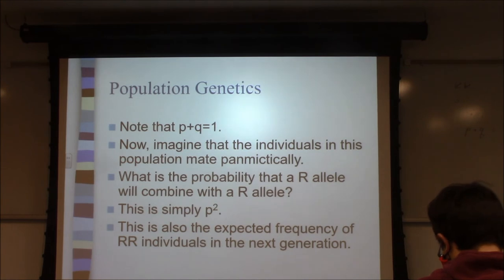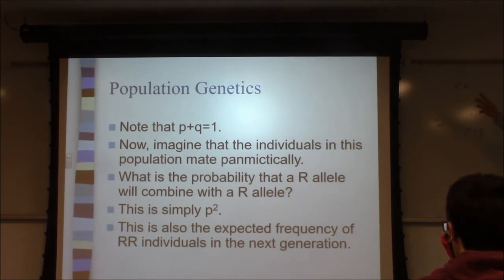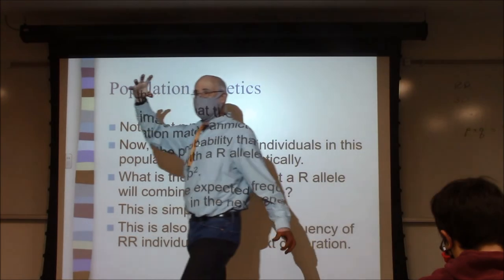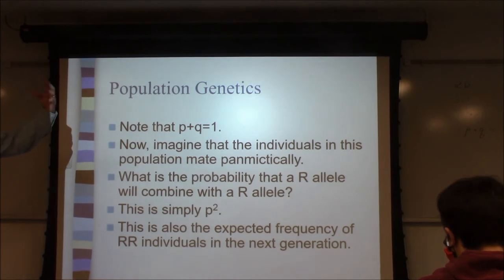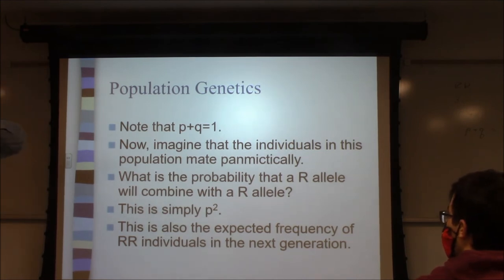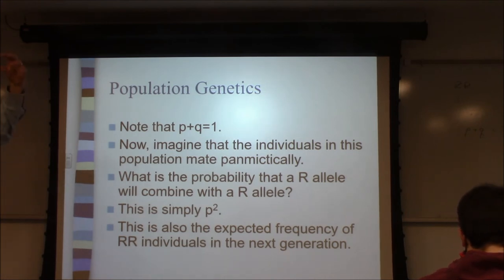So the probability of, here's one floating around, here's another one floating around, the probability that this one is big R is 0.4. The probability that this one is big R is 0.4. Crash together, 0.4 times 0.4 is 0.16. See that? Here's one floating along, 0.4. Here's a little r, 0.6. What's the probability that the little r encounters the big R? 0.4 times 0.6, so 0.24.